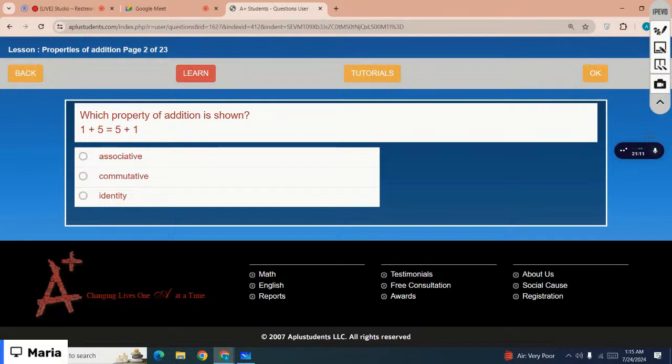Which property of addition is shown? 1 plus 5 equals 5 plus 1. So which is the correct option? You have two numbers involved, right? On both sides the numbers are the same. Either you do 1 plus 5 or you do 5 plus 1. The answer is the same, right? So when you have two numbers involved this way, that is the commutative property. It is option number two.